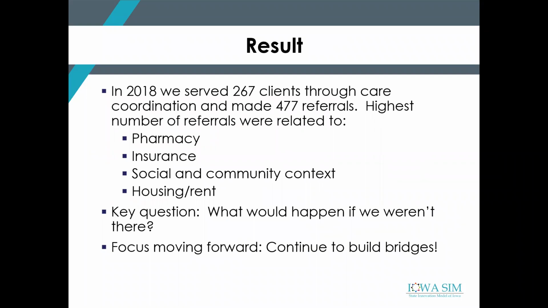So as a result of this project, here are some of the things that we are able to show. In 2018, our care coordination served 267 clients through care coordination and made 477 referrals. So that's referrals to a variety of resources, and the highest number of those were related to pharmacy needs, to insurance needs, to social and community context. That might address isolation, social support, needs of maybe elderly people. I know that for sure some of those had to do with finding housing, long-term care sorts of things. And that is outside of the next category, which was housing and rent needs.